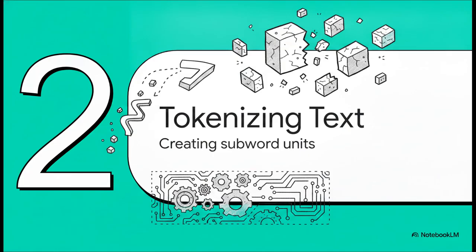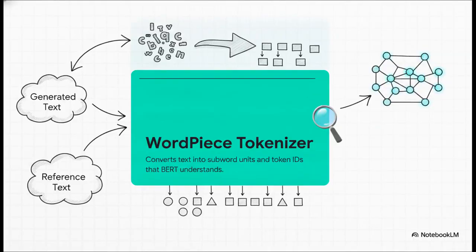Moving on to Section 2, Tokenizing the text, breaking sentences into readable units. Before the model can evaluate these slightly different sentences, it has to break them down into bite-sized pieces. To do that, we use the WordPiece tokenizer. You see, we can't just feed raw English text into the model. Instead, we take both our generated text and our reference text and we tokenize them into smaller subword units. Then we convert those units into numerical token IDs.